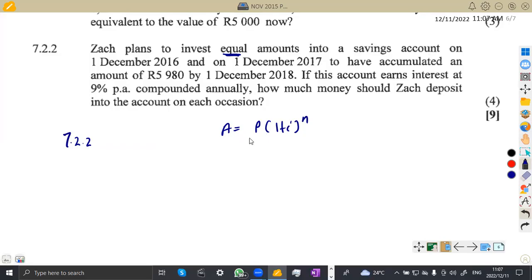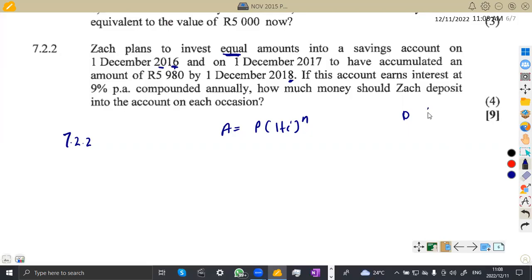All right. So this is an occasion that is going to happen in December 2018, which is the last one. From 1 December 2016, we've got December of 2016 and December of 2017. So the first amount is going to be deposited on 1 December 2016, and the second on 1 December 2017. All right, let's start with the 2016 one. If deposited on 1 December 2016, we are going to have the final amount in December of 2018.